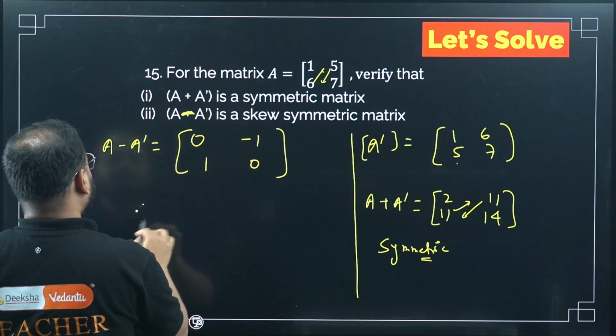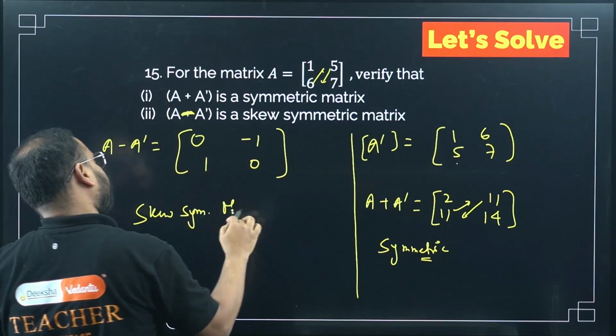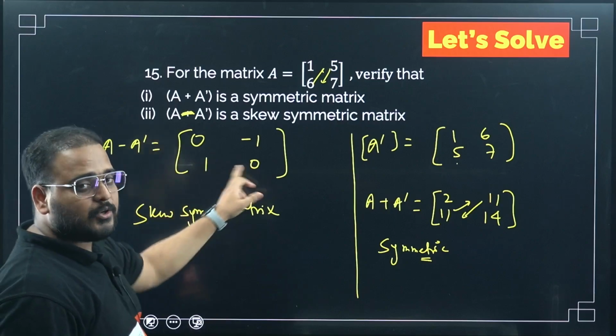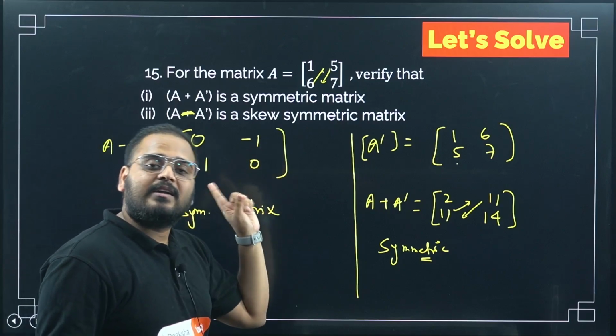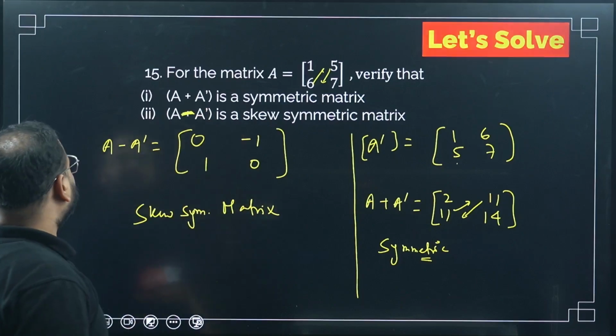So yes, this is a skew-symmetric matrix. Understand this, please? Diagonals are 0 and other elements are negative of each other. So skew-symmetric, we have proved it. Both the conditions are true, sir.